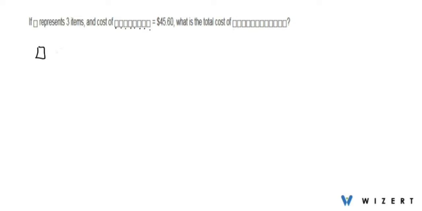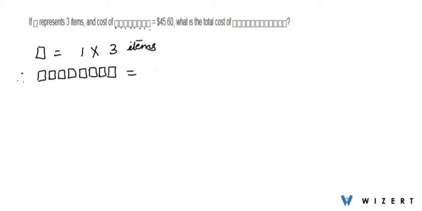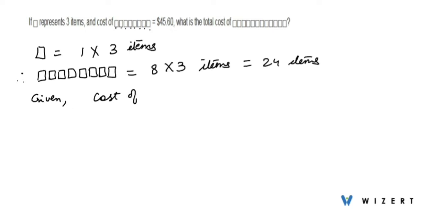So first of all, this square is representing 3 items. Means if one square is there, it will represent 3 items. So the cost of these 1, 2, 3, 4, 5, 6, 7, 8 squares is given. Therefore, the cost of these 8 squares will be equal to 8 multiplied by 3 items, which is equal to 24 items.